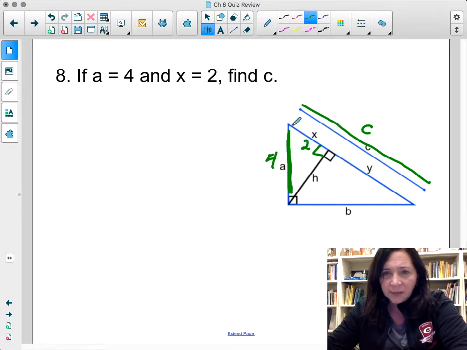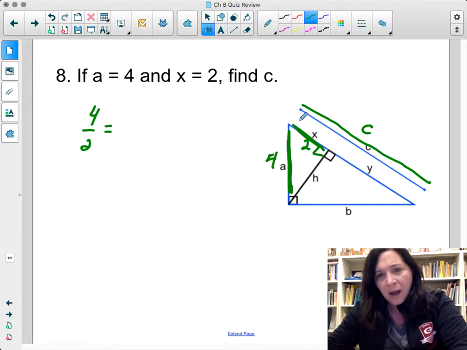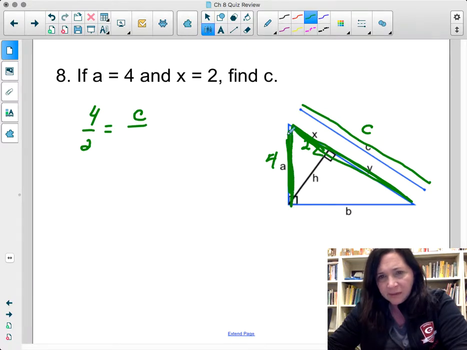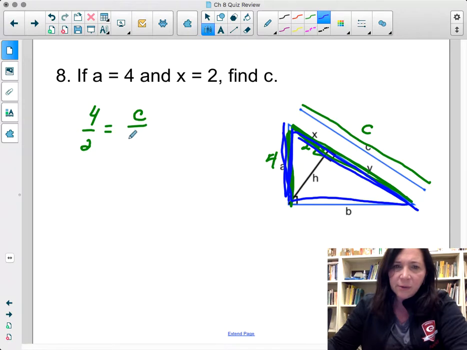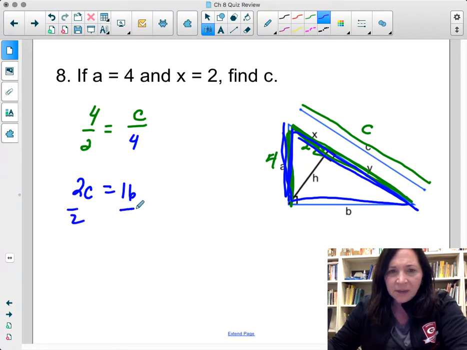Hypotenuse is to leg. So we're going to go 4 is to 2 as hypotenuse, which is the hypotenuse of my big triangle, which we're going to call C, is to the leg of this. So what you're looking at is the big triangle, and you have the hypotenuse, which is C, and then this is the leg, 4. So we're going to cross multiply. 2 times C is equal to 4 times 4, which is 16. I'm going to divide by 2 on both sides, so C is equal to 8.